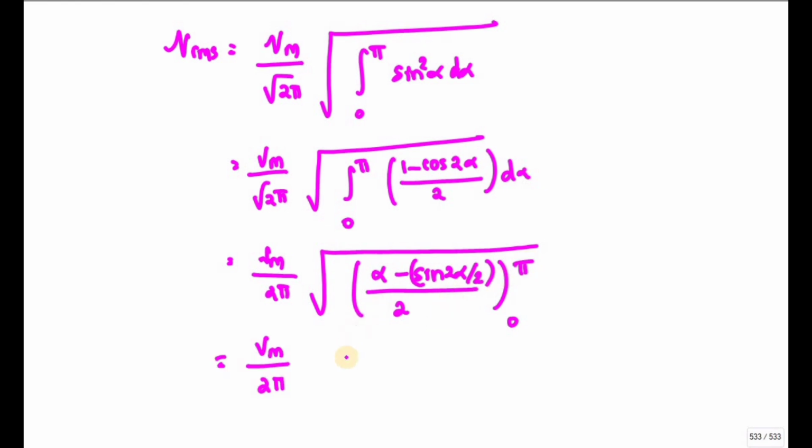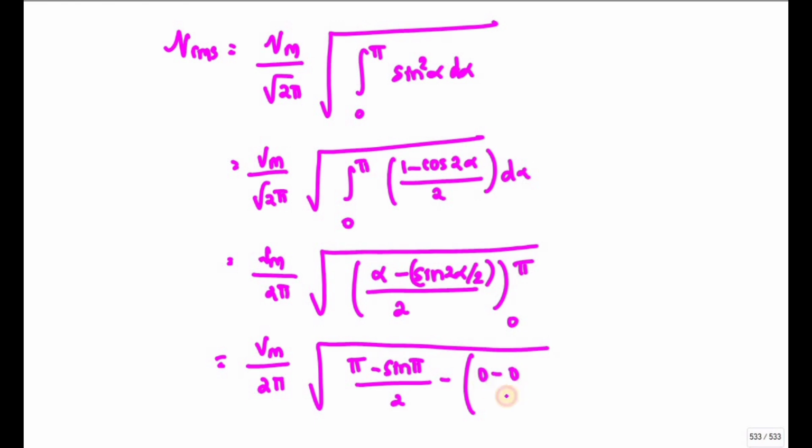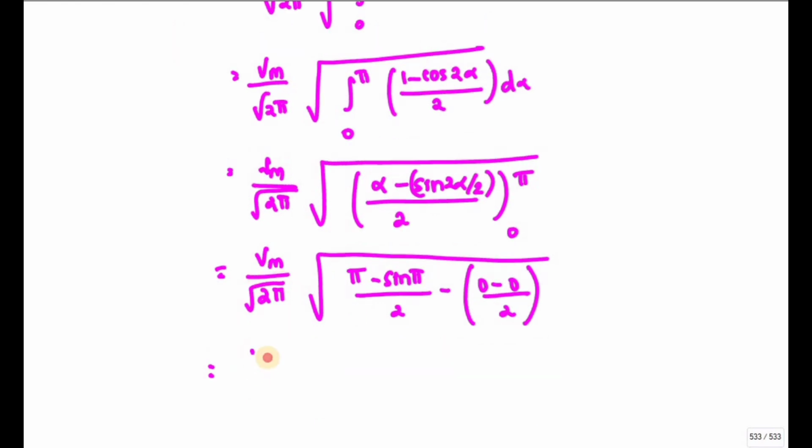limits. Sorry. So I will get Vm divided by root of 2 pi, root of pi minus sin pi divided by 2 minus 0 divided by 2. So therefore I will get Vm divided by root of 2 pi, root of pi divided by 2. So here pi and pi get cancelled out, and root 2 into root 2 is 2. So the Vrms value is Vm divided by 2.